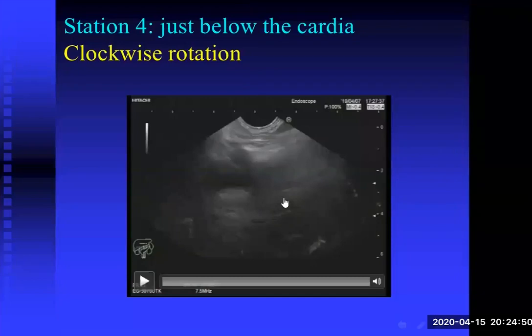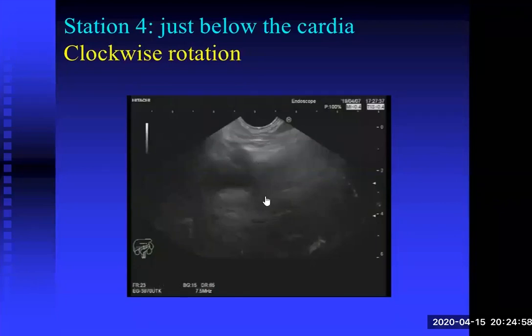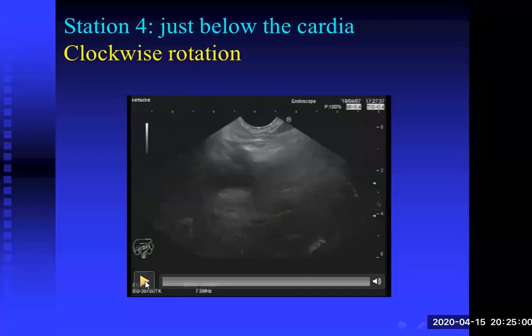I start doing clockwise rotation when I see the splenic vessels, the splenic artery and splenic vein, and put them in the middle of the screen. By then, I start doing clockwise rotation. Let us see this video.